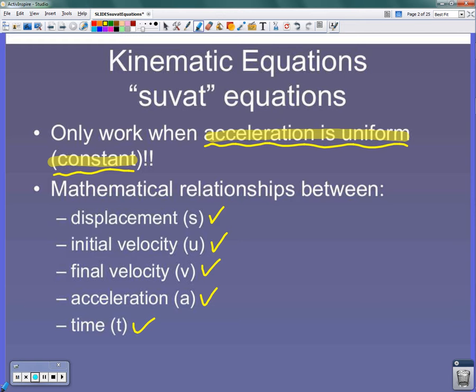And for most situations, especially at the beginning here, that's going to be the case. I'm not going to throw you a situation where the acceleration isn't uniform or isn't constant, at least not at the beginning. If it is, I'll make it very, very known to you. So let's get into this and see how it works.